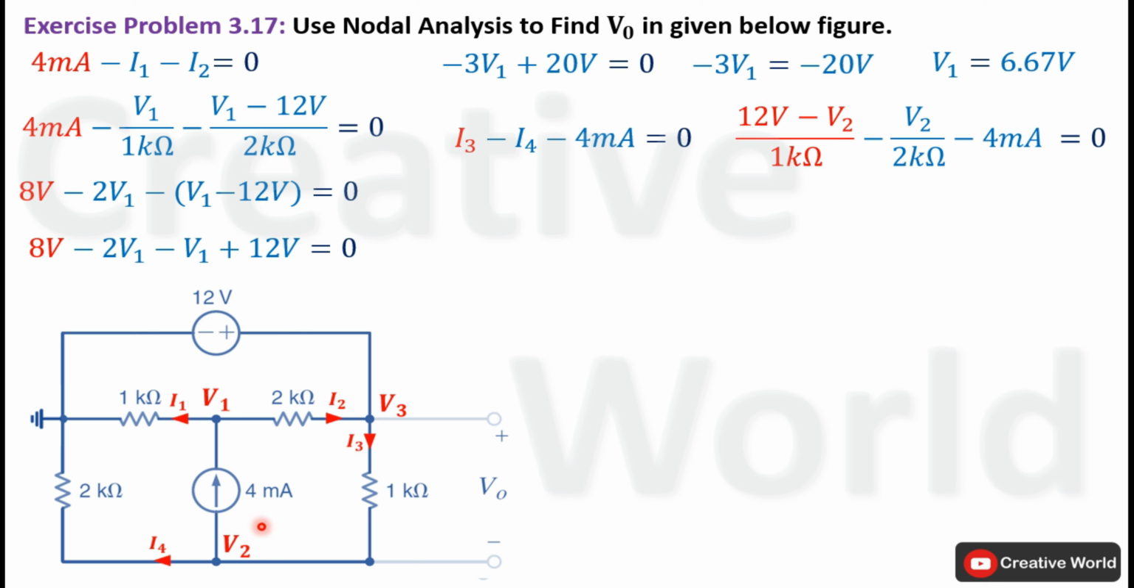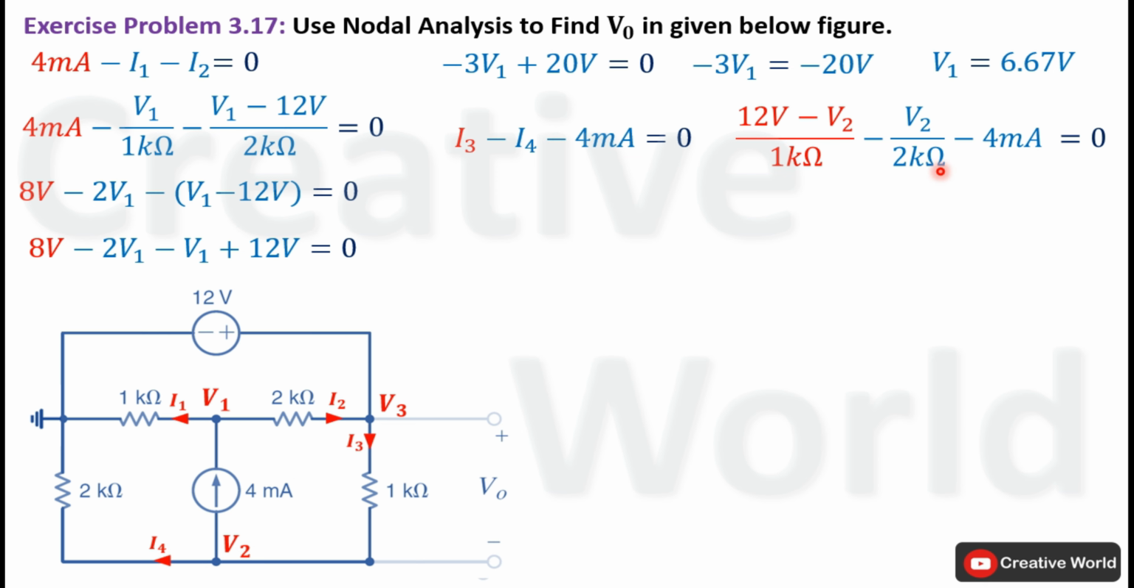Here we have subtracted V2 from V3 because of the direction of this current I3. This current I3 is flowing from node 3 to node 2, which is indicating that voltage on node 3 is on higher potential than node 2. Similarly, current I4 will be equal to V2 divided by 2 kilo ohm.